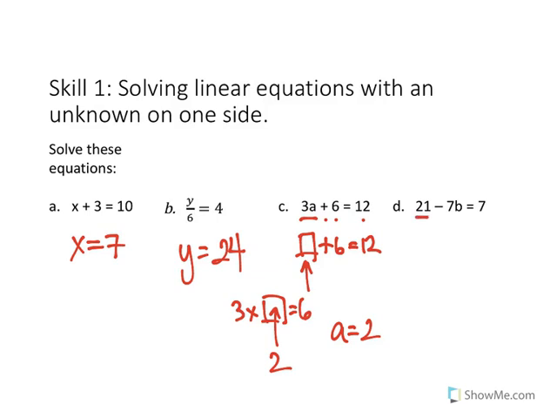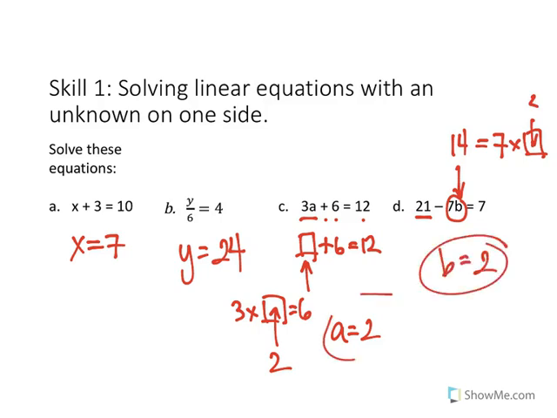Now in D, you're thinking 21 take away a number makes 7. So this has to be equal to 14. So 7 times what number makes 14? And you probably thought, oh, it has to be 2. So B is equal to 2. So those are your answers if you did them mentally.